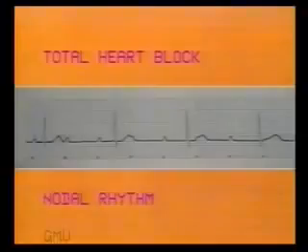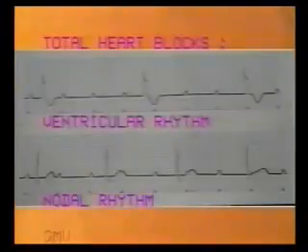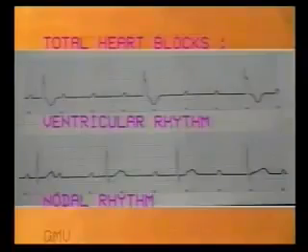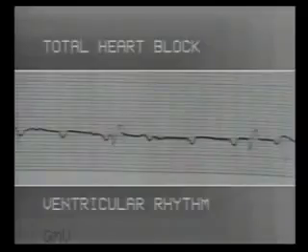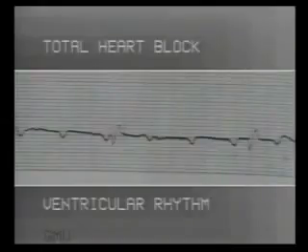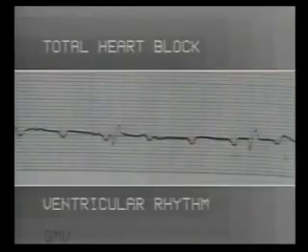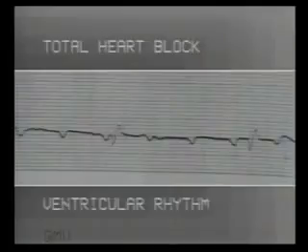This means that third degree AV block may have a ventricular rhythm or a nodal rhythm. Note the difference in the QRS structure and difference in QRS rate in ventricular rhythm and nodal rhythm. In this ECG, the P waves are seen regularly every 13 millimeters and wide QRS complexes at every 44 millimeters. That is, the atrial rate is 115 per minute and ventricular rate is 34 per minute. So this is complete or third degree AV block with ventricular rhythm.